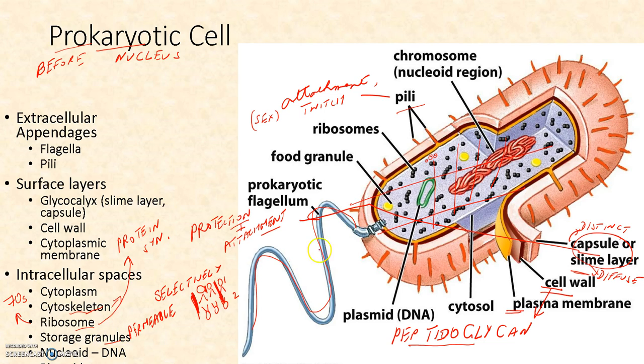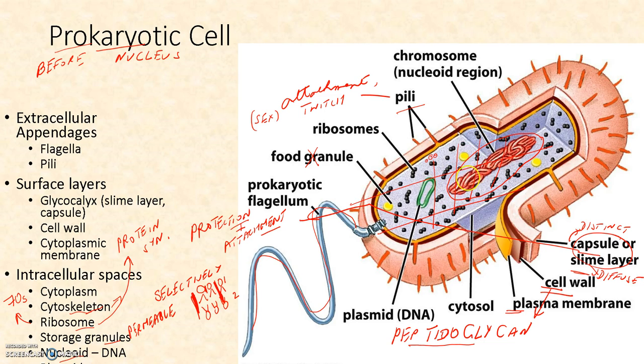There are storage granules, of course. There are these food granules, which are just inclusions. They are not living part of the cell. There's a nucleoid region. Remember, the nucleoid region is not the same as a nucleus. Why? Because there's no nuclear membrane. So you need to notice how simple a prokaryotic cell is.